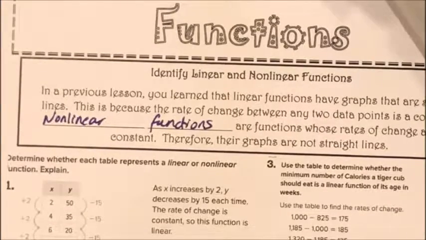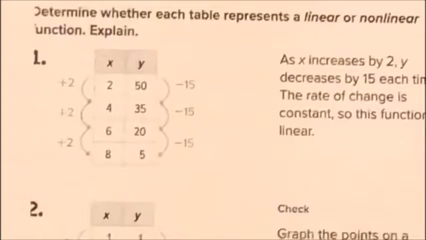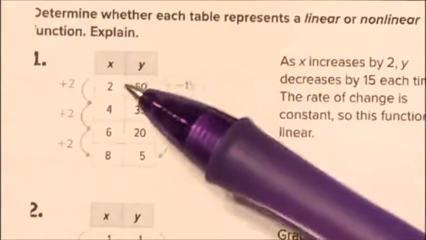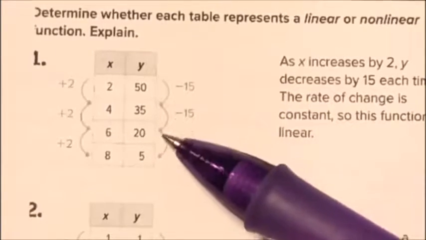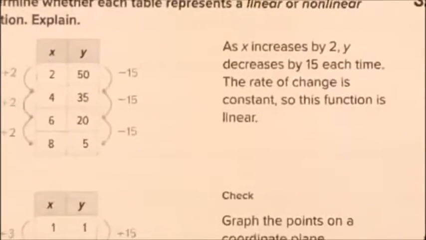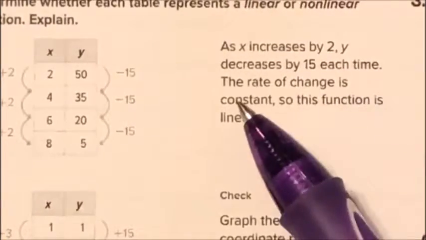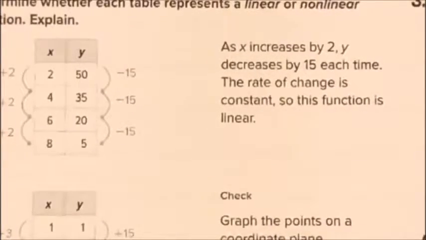So let's take a look at some examples. Example number 1 says determine whether each table represents a linear or nonlinear function and then explain. If I look at my rates of change, my x's are going up by 2 each time and my y's are going down by 15 each time. So as x increases by 2, y decreases by 15. The rate of change is constant, so this function is linear. Notice the same amount each time.